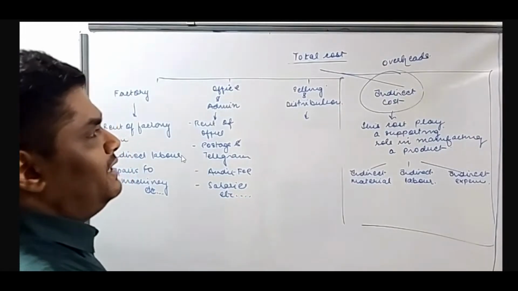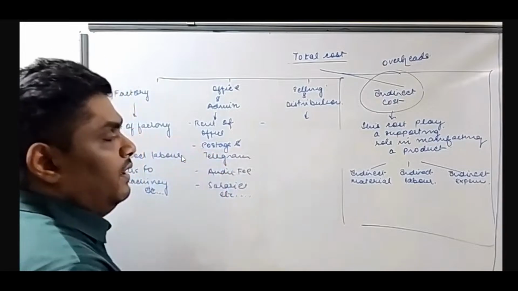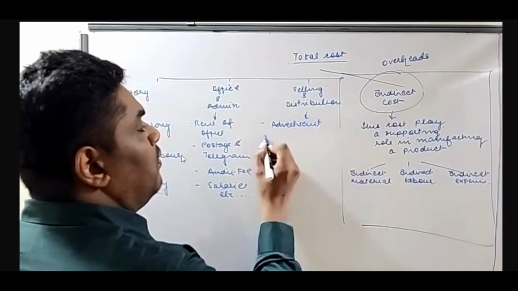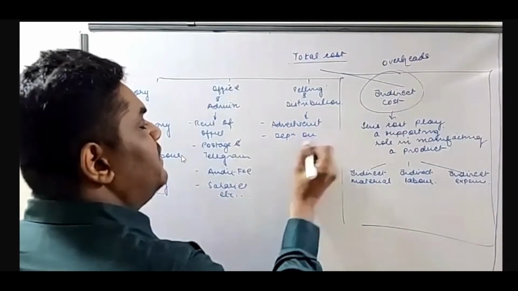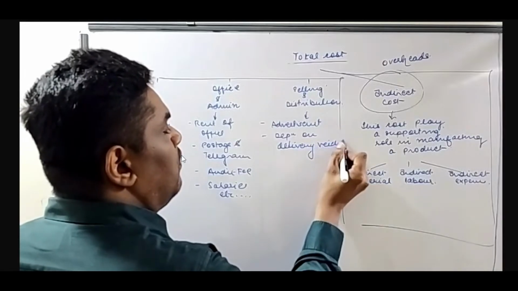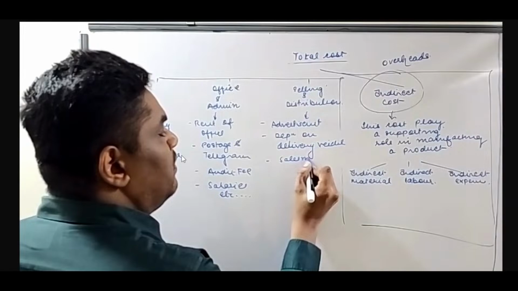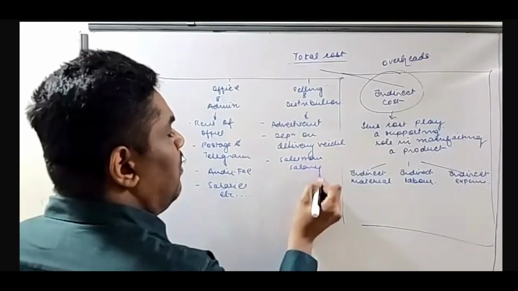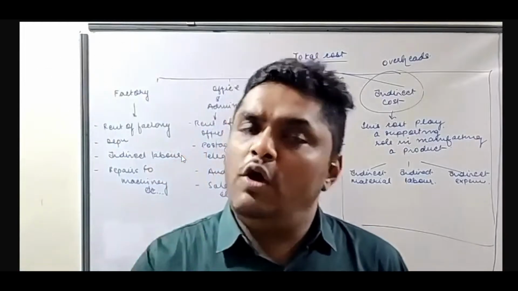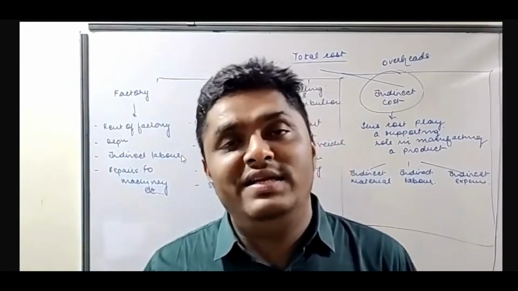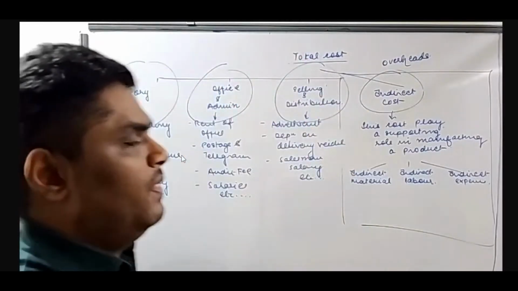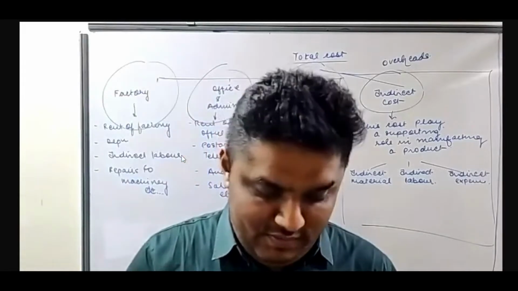When talking about the selling and distribution overheads, it can be advertisement, depreciation on delivery vehicles, salesman salary, etc. So these are a few illustrations. In short, indirect costs are incurred at three stages: the factory, office and administration, and selling and distribution. So this is all about the total cost.